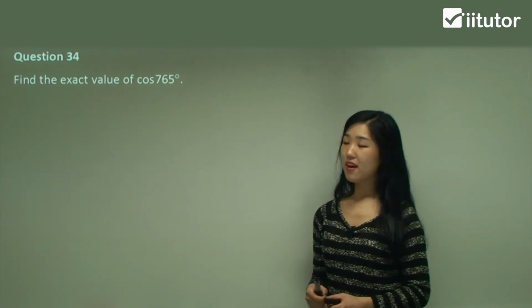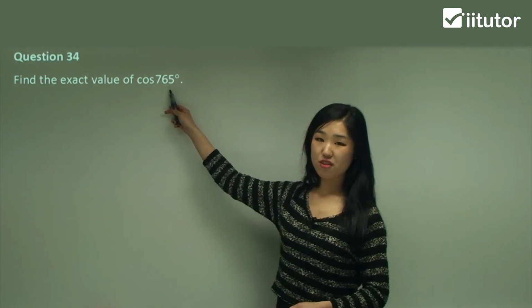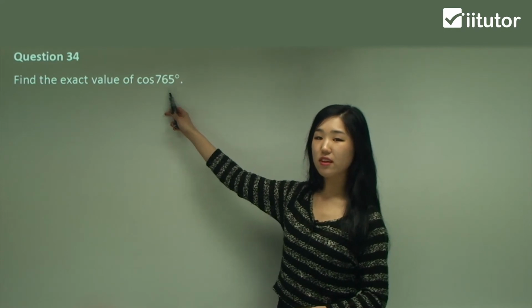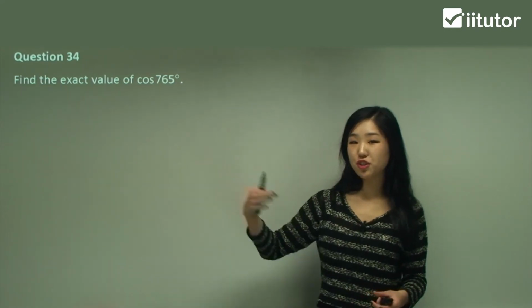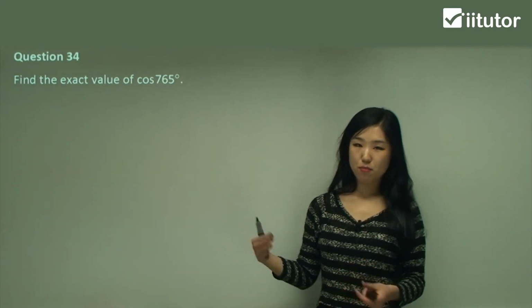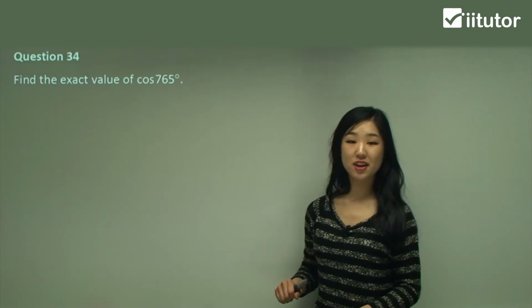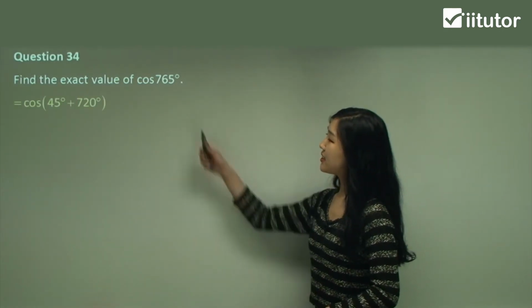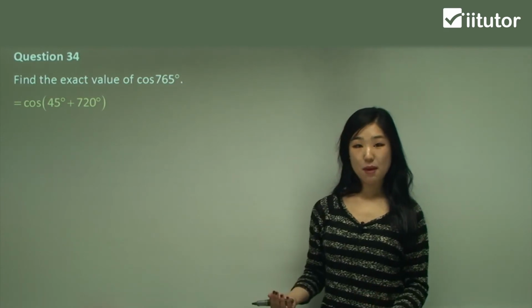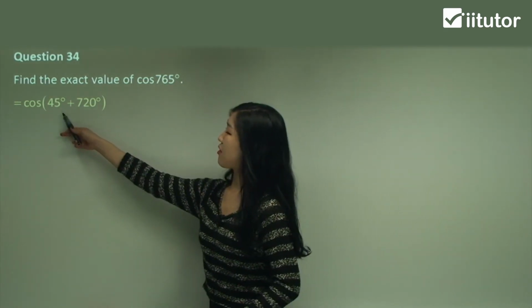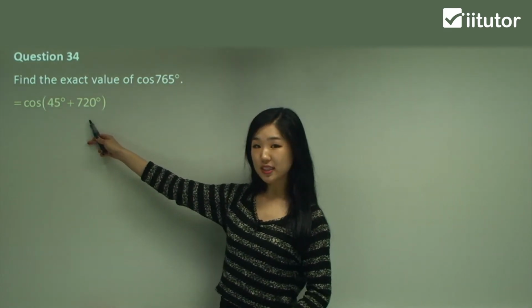Question 34, find the exact value of cos 765. Again, this input 765 is quite large, isn't it? So what I'm going to do is try to reduce it down to its number of maybe one period. Let's try doing that one. So 765 is the same as 45 degrees plus 720 degrees.